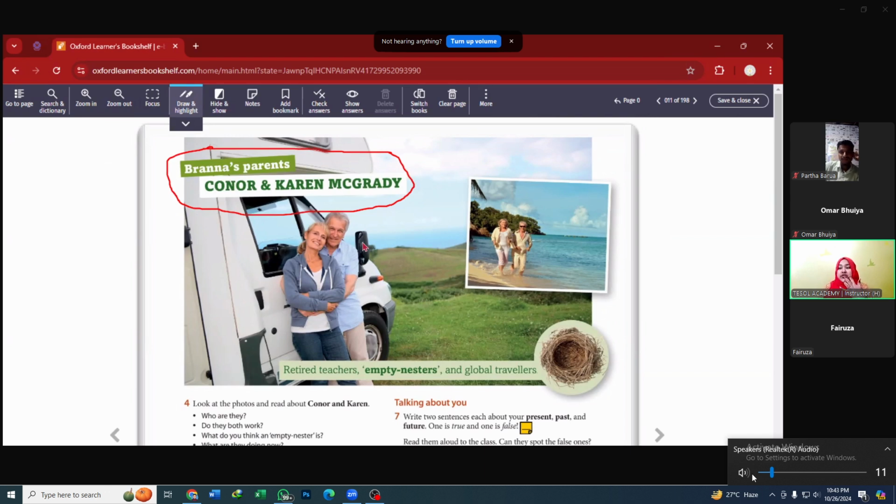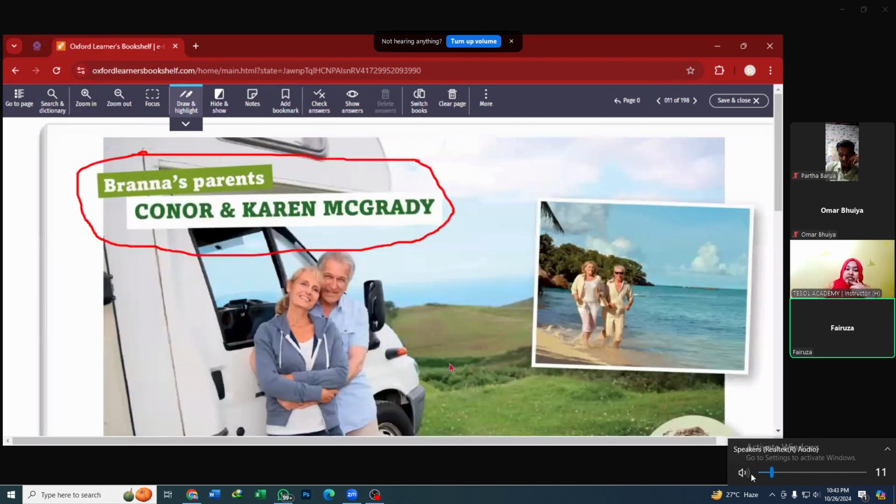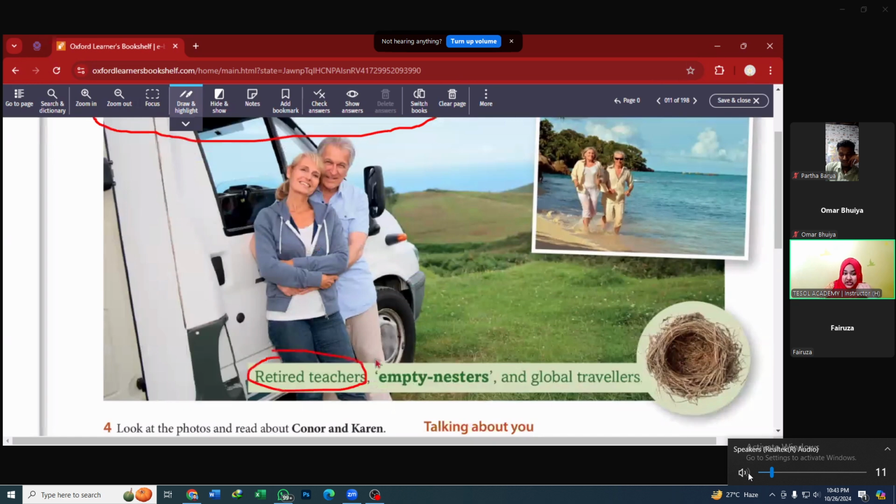Now we can get introduced to her parents, Connor and Karen McGrady. The father's name is Connor and the mother's name is Karen. Here it's written: retired teachers, empty nesters, and global travelers. So we know what retired teachers are, right? Teachers who used to teach, but now they took their retirement and are not working anymore. Now, what is an empty nester? Can you tell me?